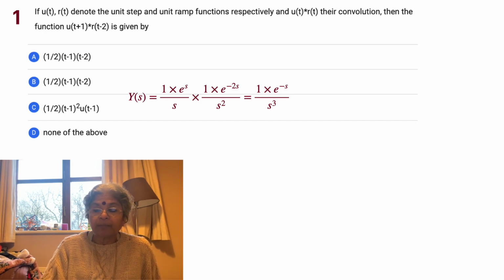So (t minus 1) whole square by 2 u(t minus 1) is going to be the answer. Okay, so let's move to another problem, which is something that has already been dealt with.